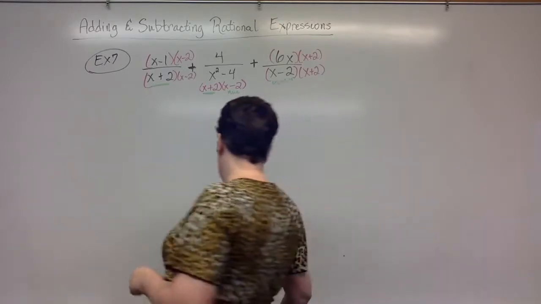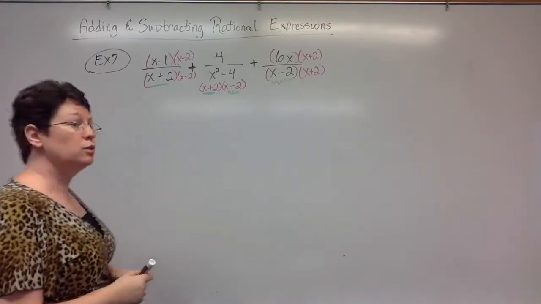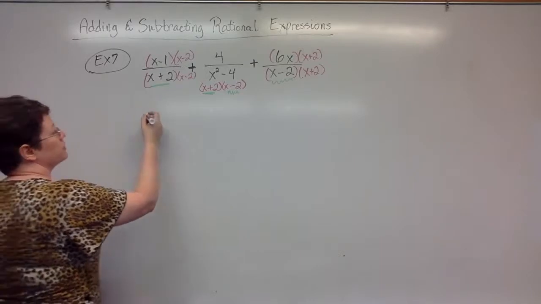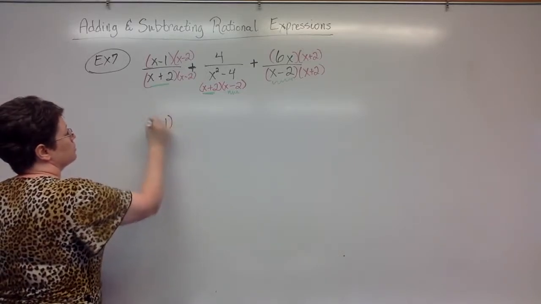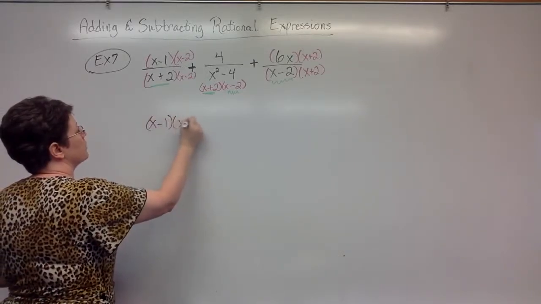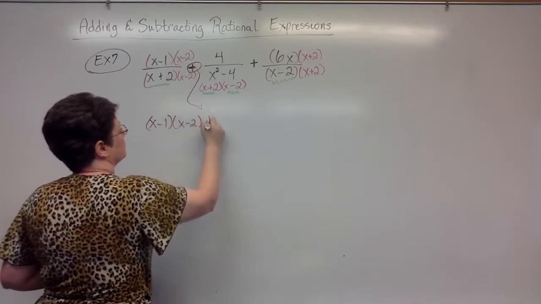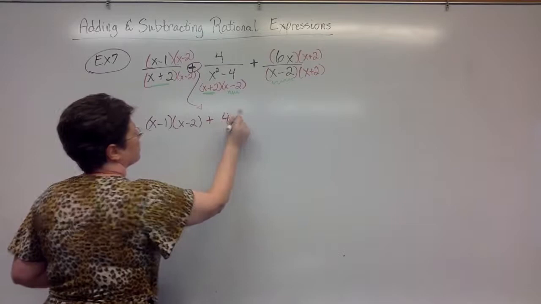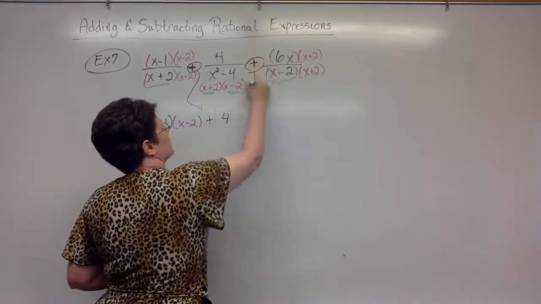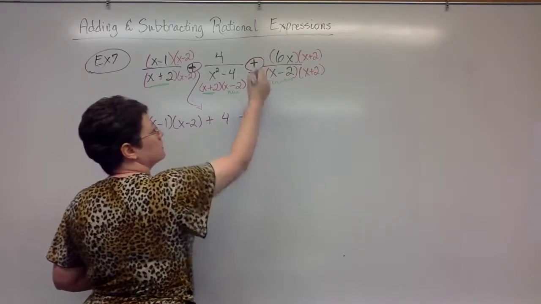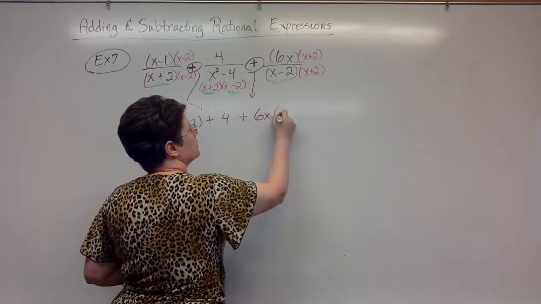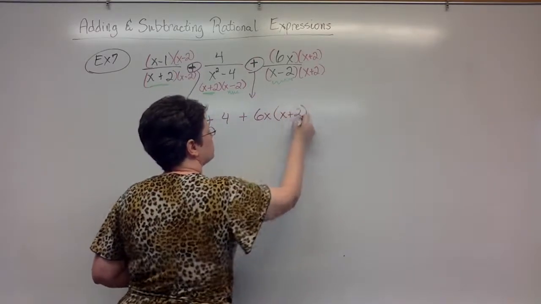All right? Let's write down the numerators because we got to simplify all this mess. So we have an x minus 1 times an x minus 2. Plus, bring down that sign, please. There's a 4 on top of that fraction. Plus, bring down that sign. 6x times x plus 2.